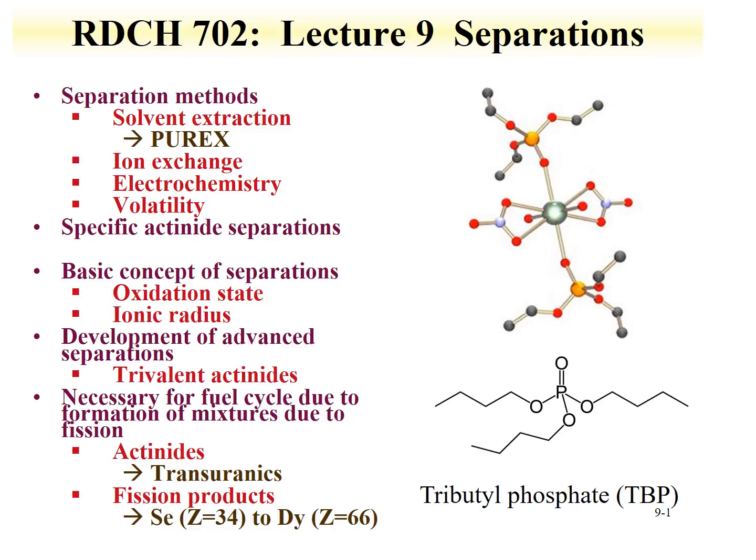Welcome to the 9th lecture for Radiochemistry 702. This lecture is on separations. The entire lecture will cover separation methods, including solvent extraction. And for solvent extraction, an example will be given for the Purex process.